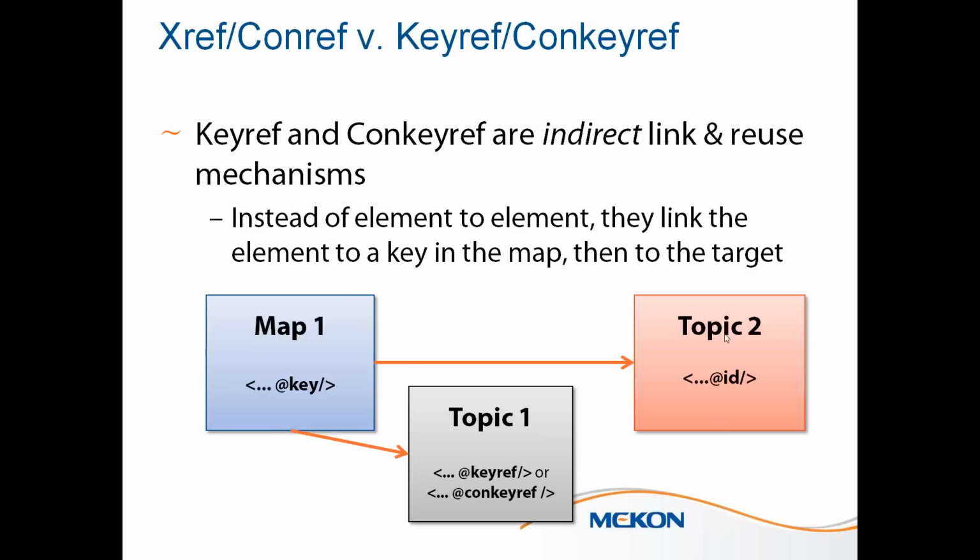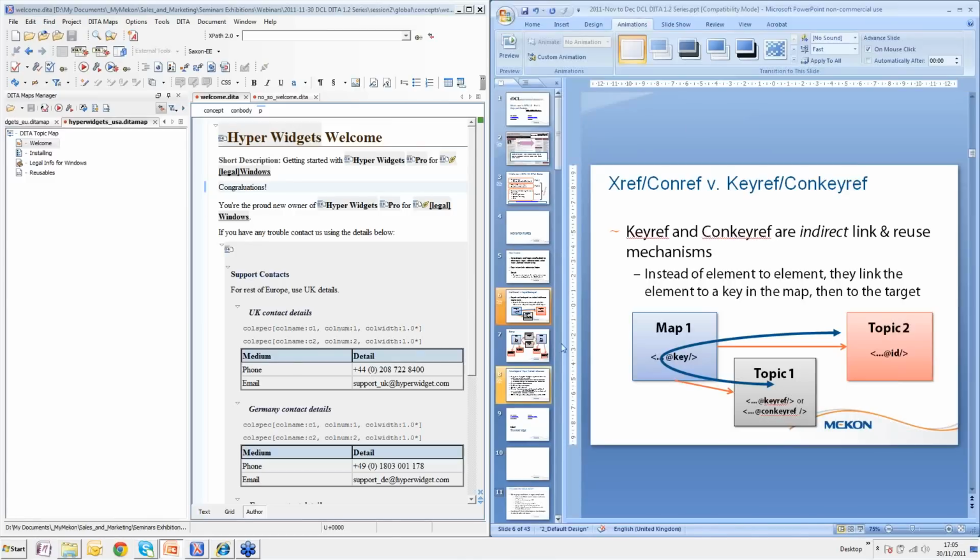So instead of element to element, they link element to the key, then to the target, so you get a sort of a roundabout link like that. But that's actually a very good thing. So I'm going to jump into an example now.